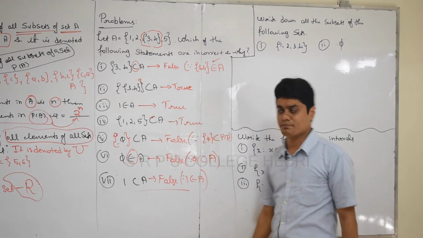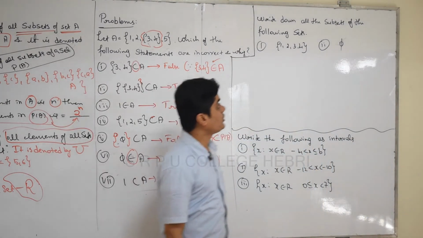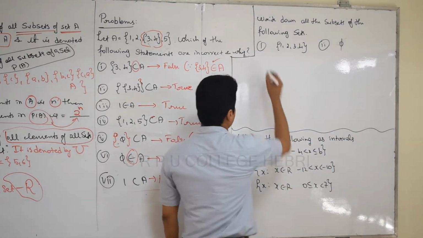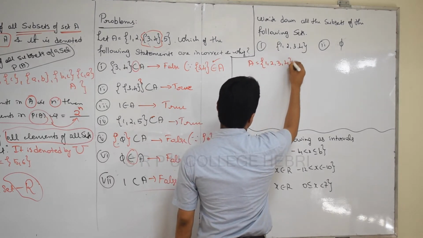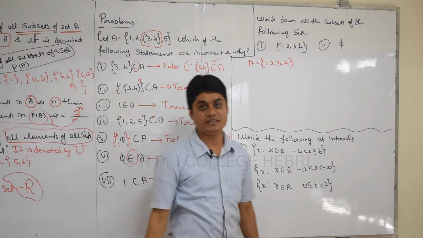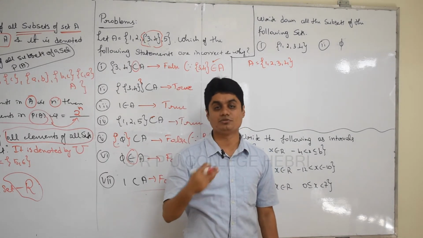So write it properly. Next one. Write down all the subsets of the following set. Yeah, about this I told you when I wrote the examples of subsets. I'll take one problem in the exercise with 4 elements and I'll show you how to write the subsets of a 4-element set.